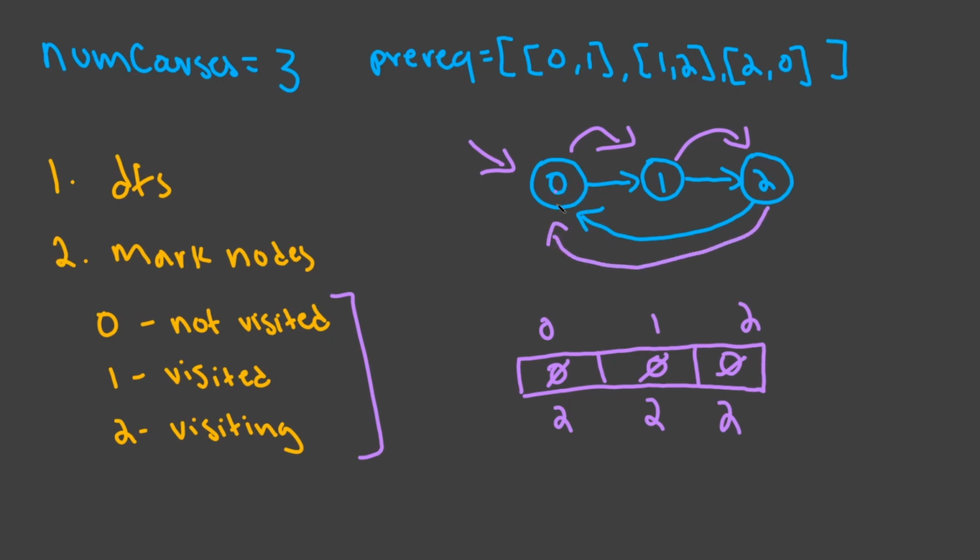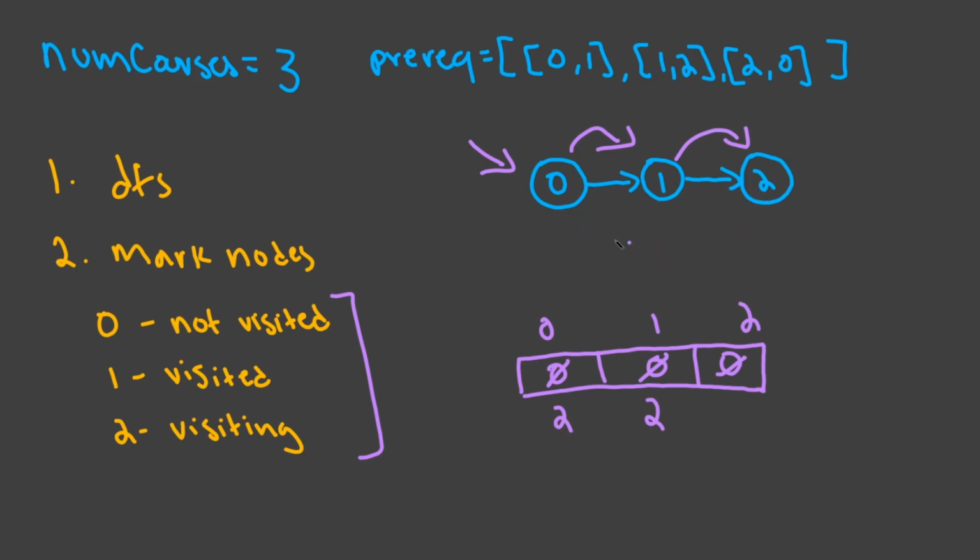But once we get to 0 again, we see that we're still in the process of visiting the node, meaning that we haven't completed the DFS call stack. So basically, if we're still visiting a node from the same call stack, then that means we have an infinite loop, meaning we can't complete all the courses, and we would return false here.